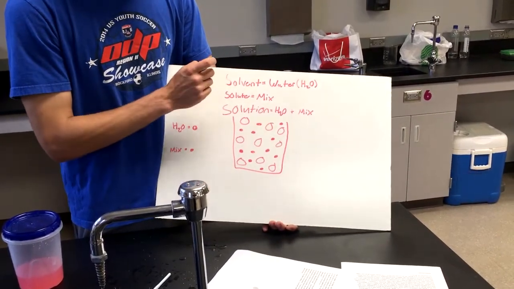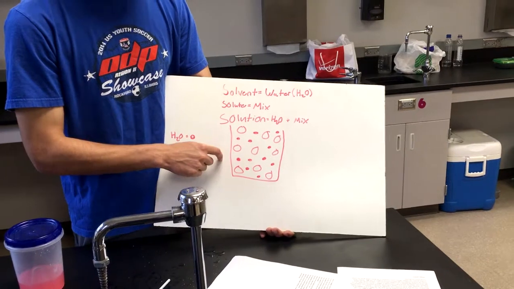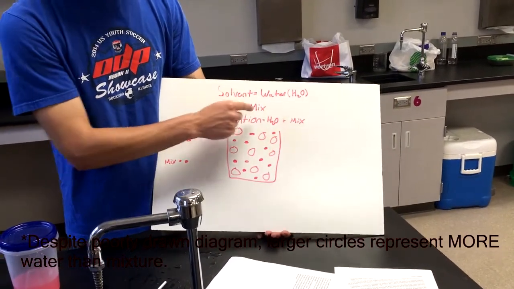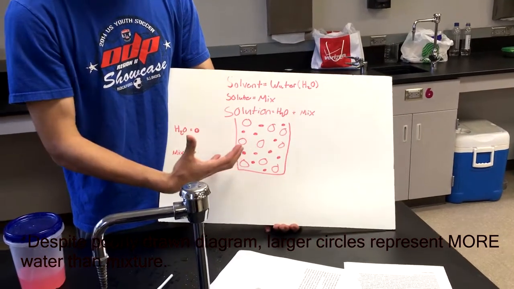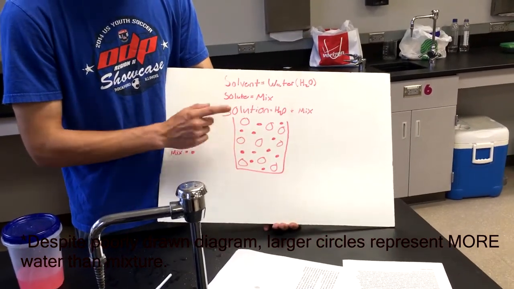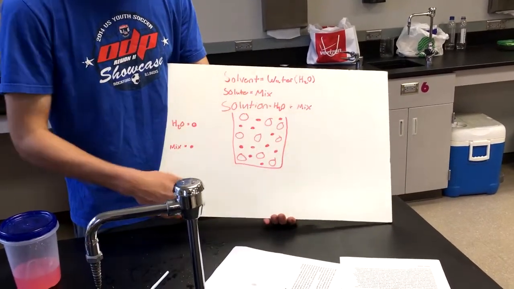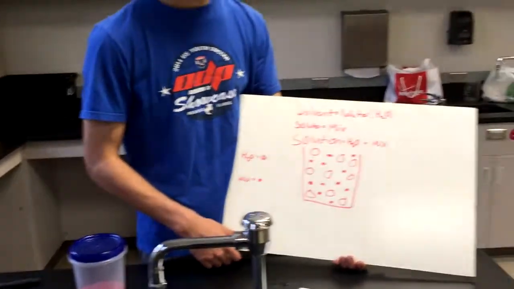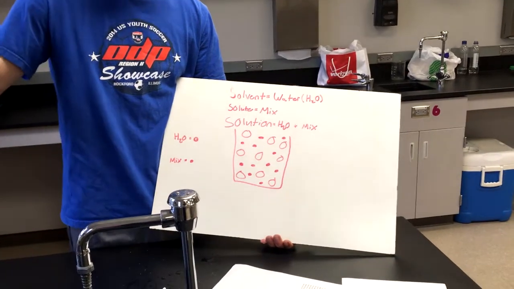Since we have more water, the solvent is the water, and the solute is the lemonade mix because we're adding it, and there's less of it. The solution is the water and the mix, and it's a homogeneous mixture because you can't see the lemonade mix and the water separately, unlike in the trail mix.